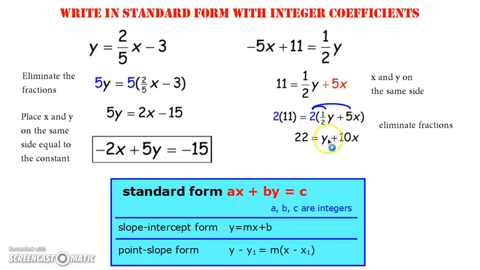And then finally, since x and y are sort of on the right, and I'd love to have it look like the form on the bottom of the screen, I'm going to go ahead and mix it around a little bit. 10x plus y, using the commutative property, would be equal to 22. And now I've got a nice looking standard form equation.